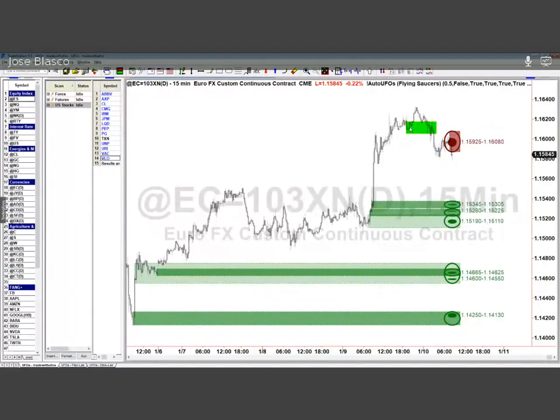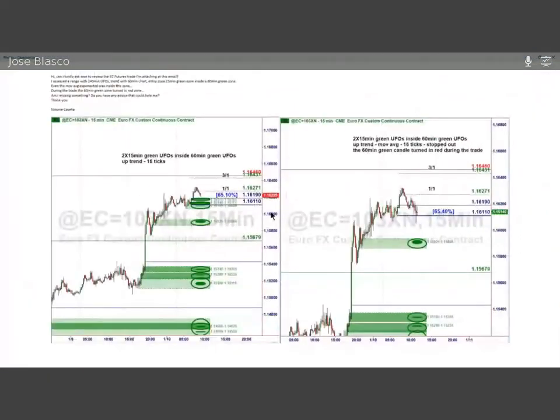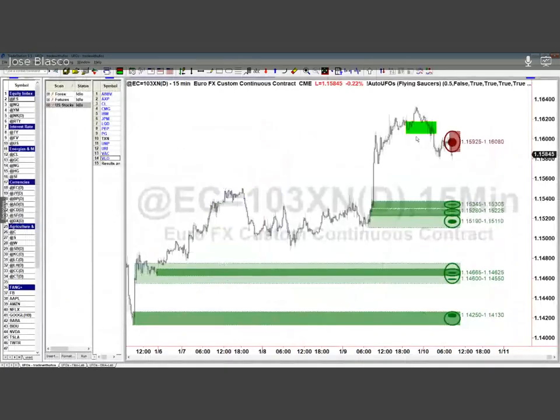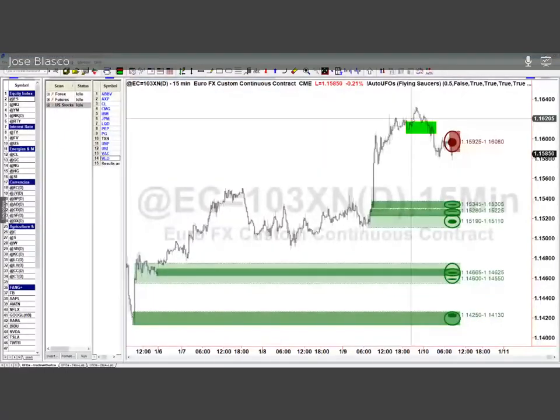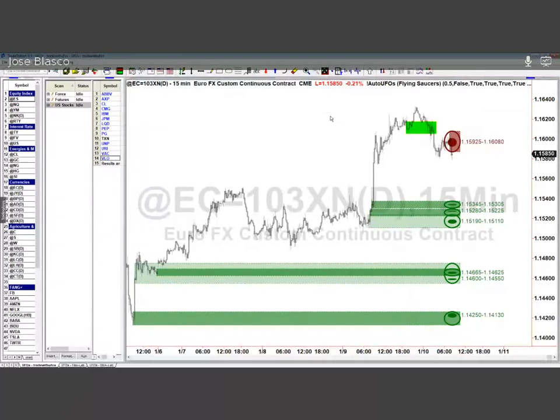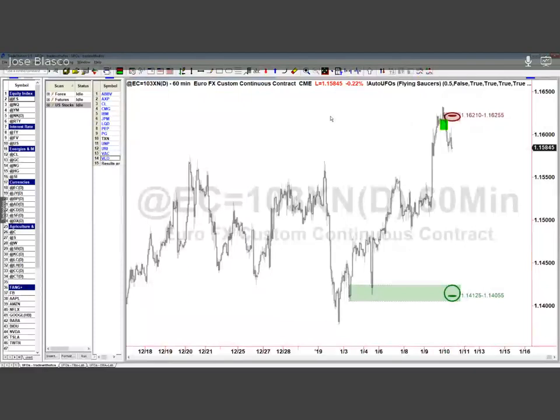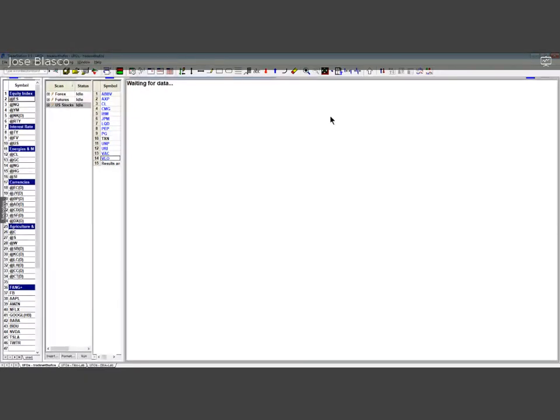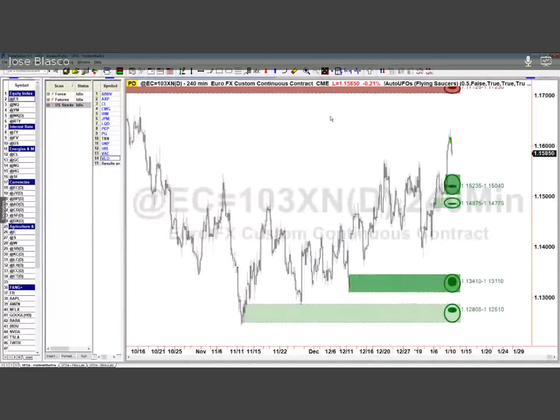So this area here was the UFO, the collection of UFOs that were identified on the left, and then the market basically went through and ended up with a stop out. So initial bounce and then stop out. What would be interesting here is to look at the context of other time frames. So I'm going to look at the 60, then the 240 minutes, which is loading, and then I'm going to look at the daily.